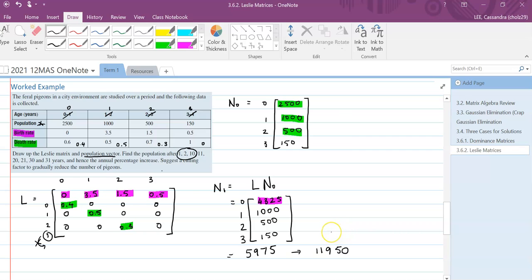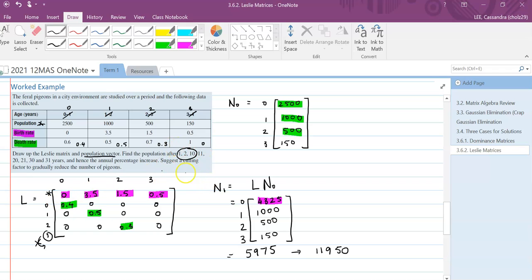So why do we only include the females? The reason that we only include the females in this population is because the females are the only ones that are producing offspring. Males do not contribute to the successful outcome of offspring.